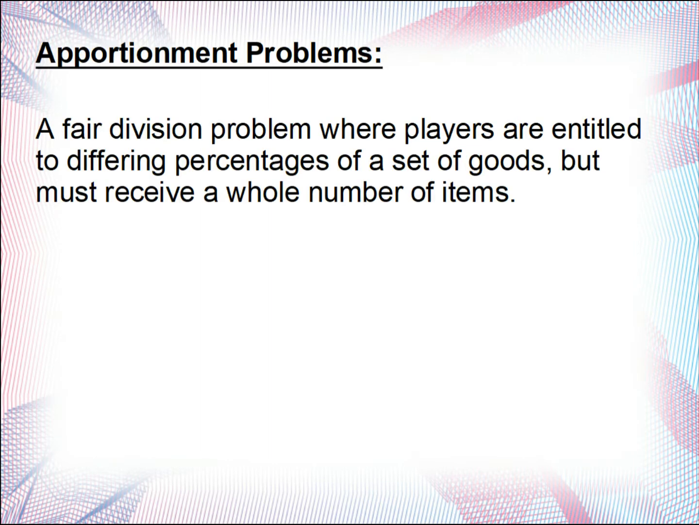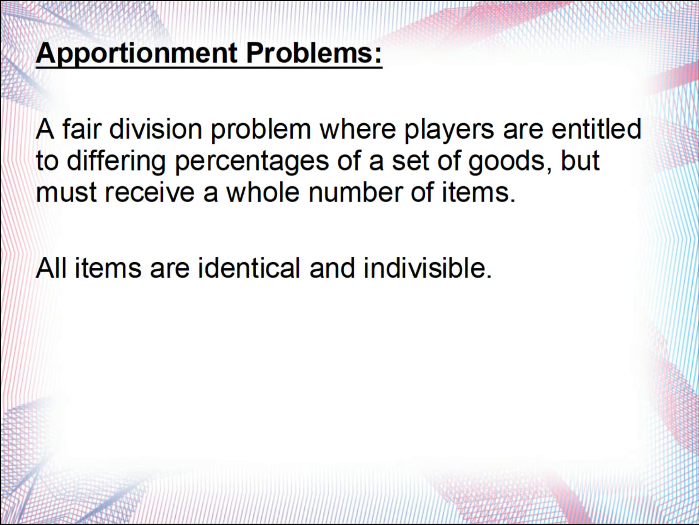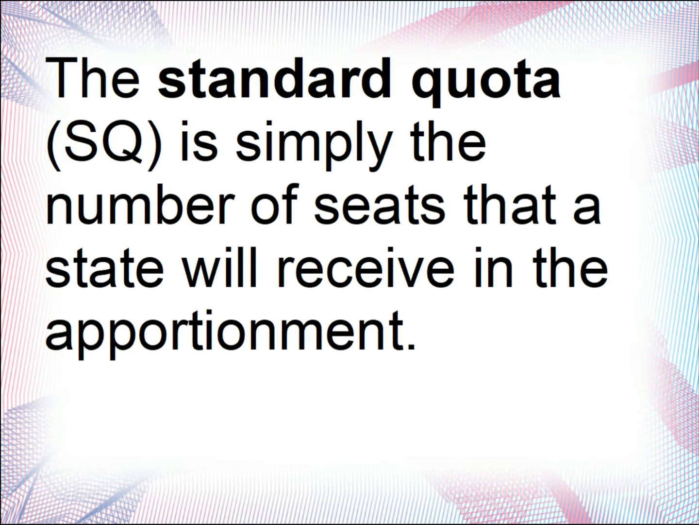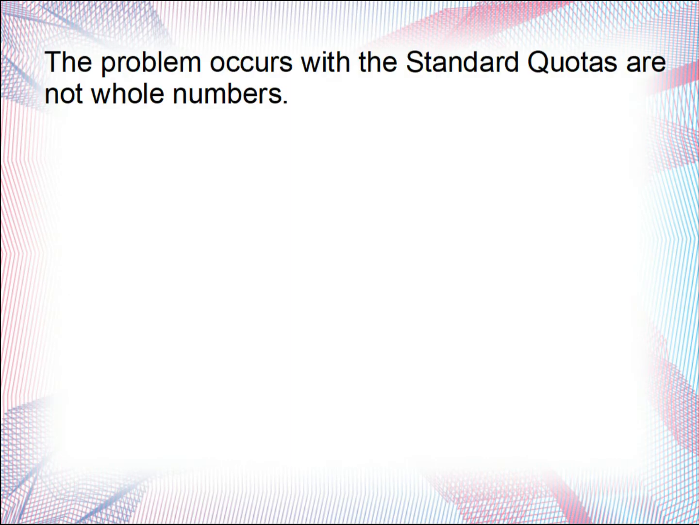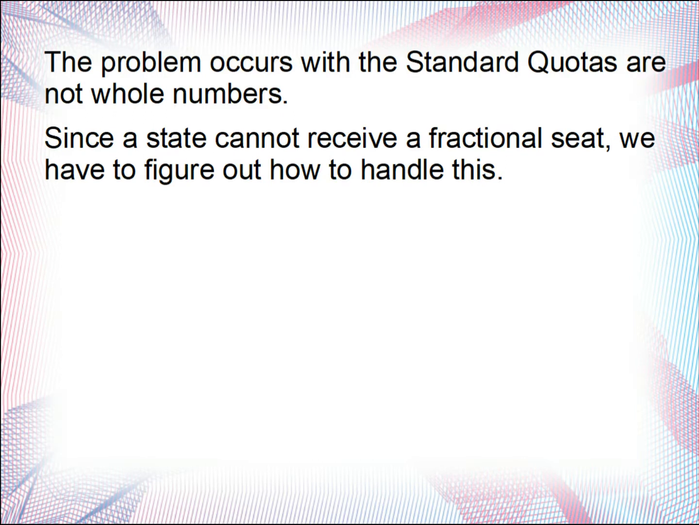So just to recap here, we are talking about apportionment problems, which are fair division problems where players are entitled to differing percentages of a set of goods, but must receive a whole number of items. And each item is identical and indivisible. The traditional problem in this setting is dividing the seats in the House of Representatives amongst states. So the standard quota is simply the number of seats that a state will receive in the apportionment. And the problem occurs when the standard quotas are not whole numbers. And since a state cannot receive a fractional seat, we have to figure out how to handle that.